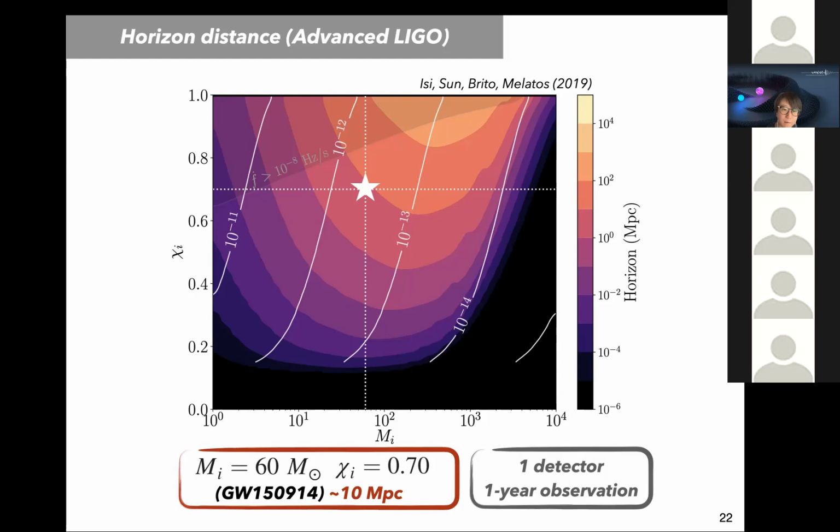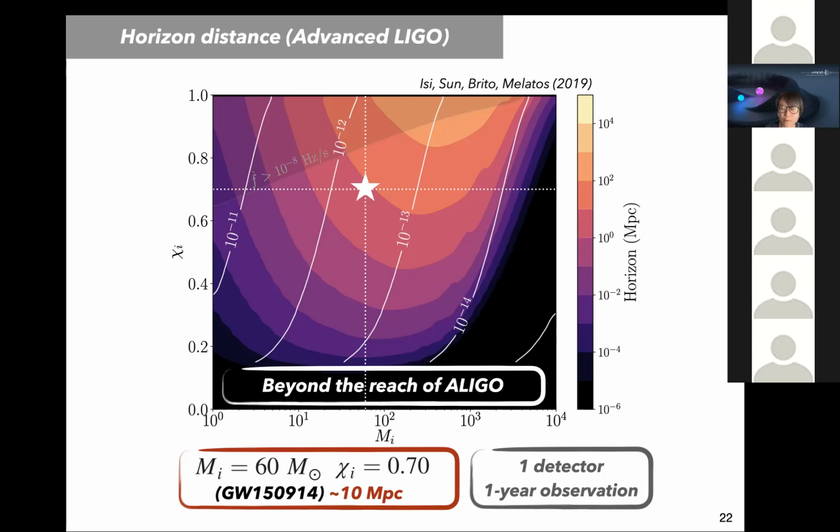And for that kind of source, we might reach about 10 megaparsec, while the real event actually happened 100 megaparsec away. So although using more detectors, like the network of detectors, and extending the observation time can further improve our sensitivity and we can reach further, one order of magnitude is still beyond the reach of current generation detectors.